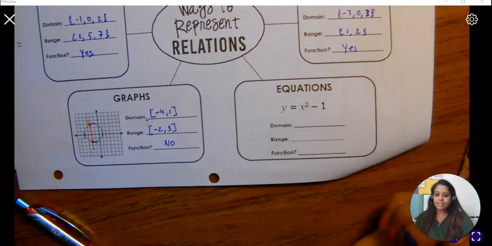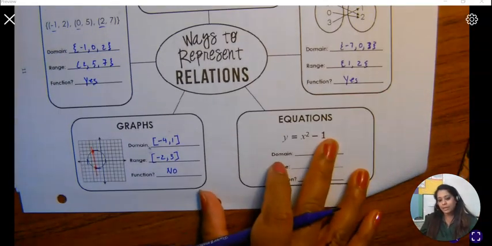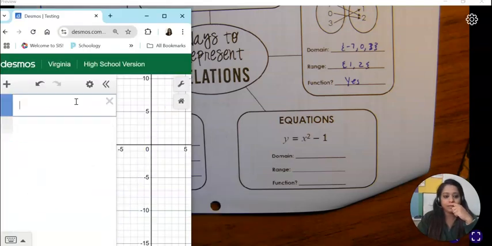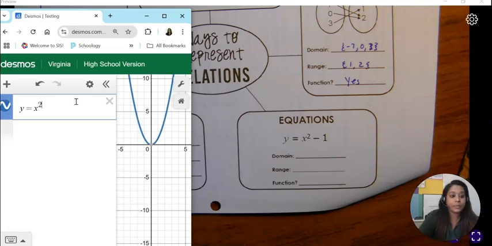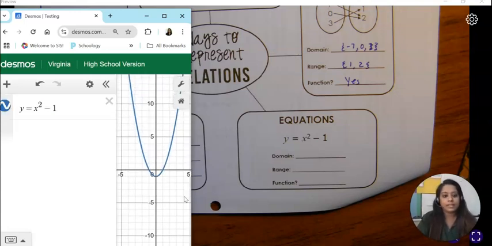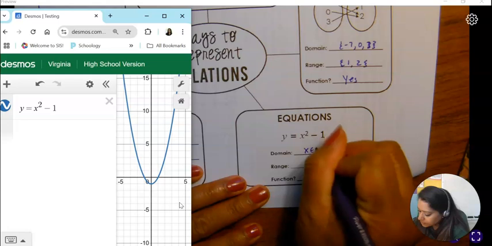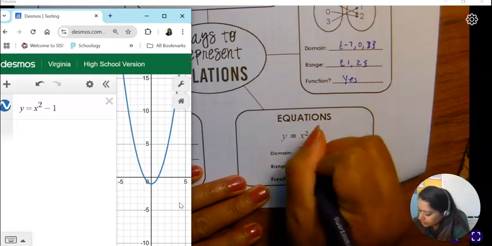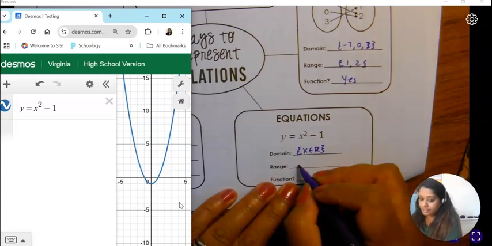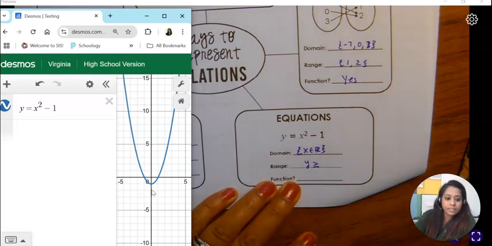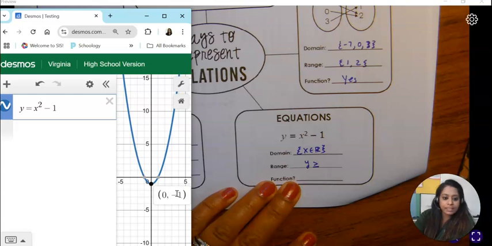And then you have an equation here. So for equations like this, I would go ahead and graph it in Desmos and check for it. So let me find Desmos. So you have y equals x squared this time, minus 1, and look at that. It looks like my domain is all real numbers. And then the range is y greater than or equal to, since it's going up. And on the y, the lowest number is at -1 right there.